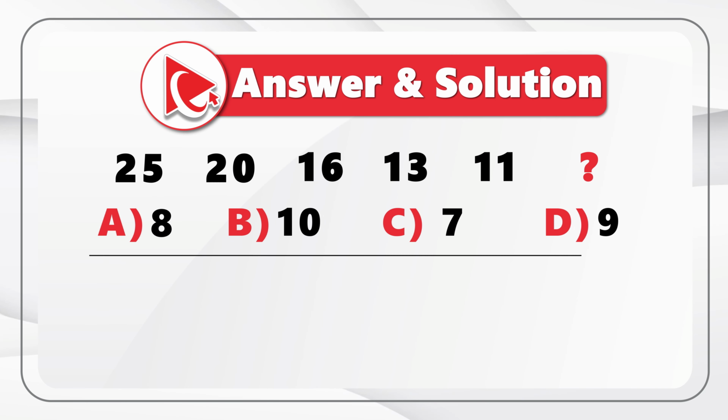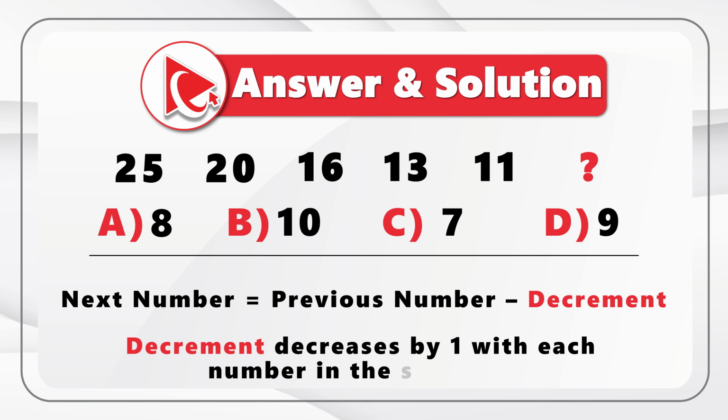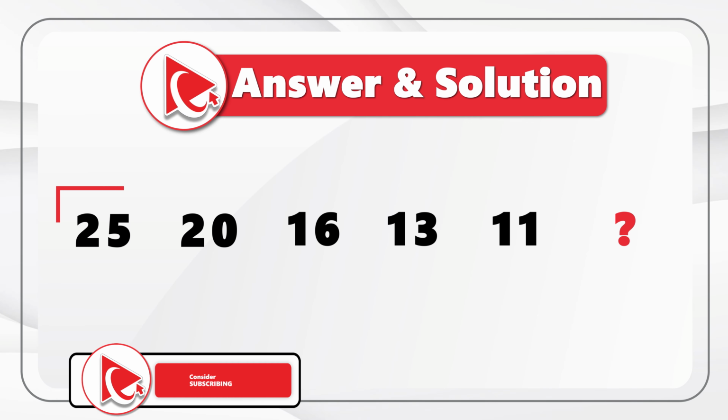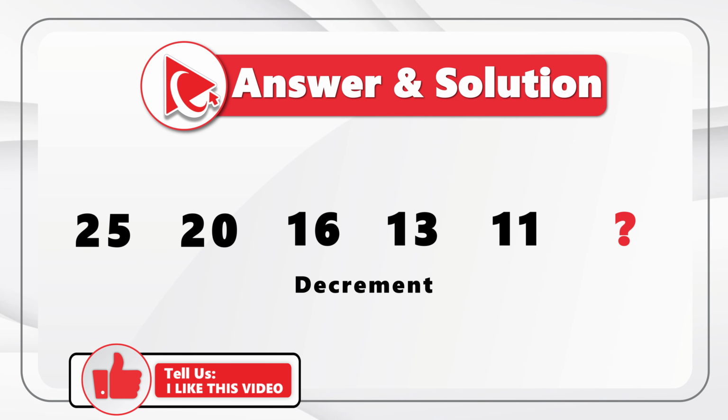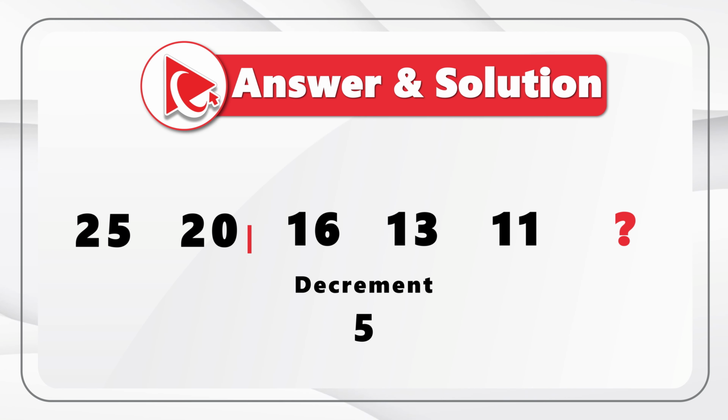Here we have a concept of decrement. And the pattern is that the next number is calculated as previous number minus decrement. And decrement increases by 1 with each number in the sequence. Let's take a close look. Our first number in the sequence is 25. And our first initial decrement is minus 5. 25 minus 5 equals 20, and this is how we come to the second number.